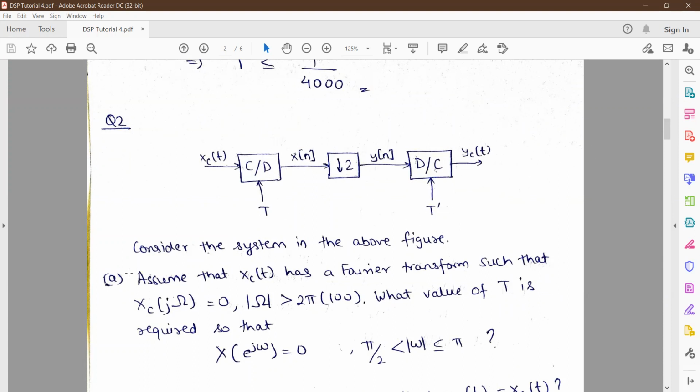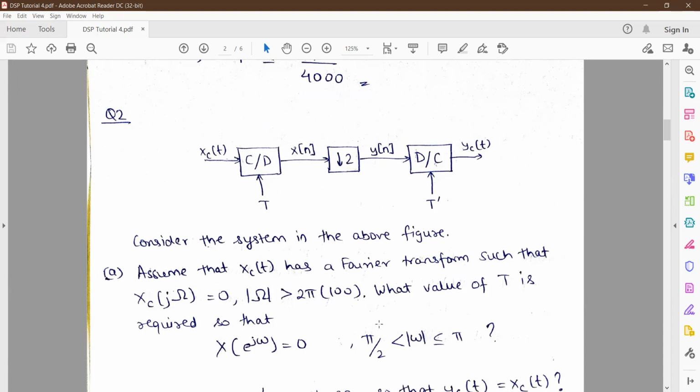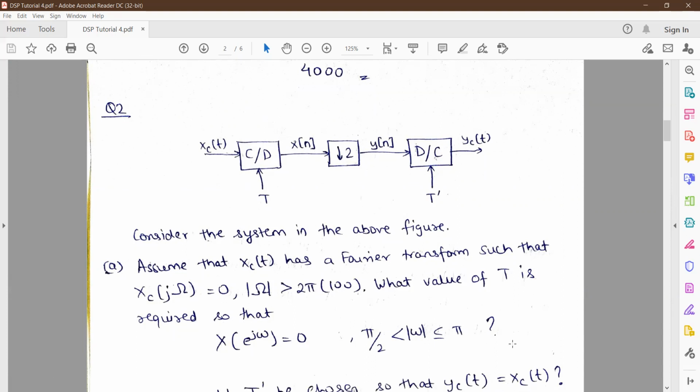The first question says to assume that the input has a Fourier transform such that X(jΩ) equals 0 for Ω greater than 2π into 100. So again, the input signal is band limited. What value of T is required so that X(e^jω), which is the DTFT of this sequence, is between π by 2 to π?